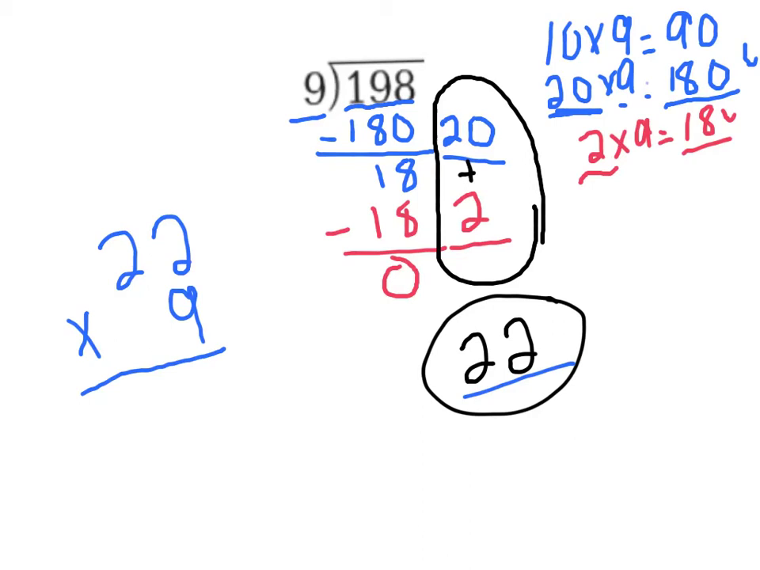So 2 times 9 is 18, and 2 times 9 is 18 plus 1 is 19. Yep. My answer was right. So each student is going to get 22 Skittles.